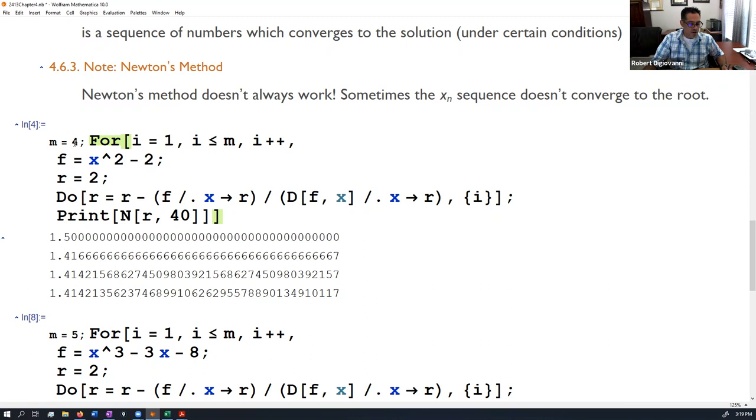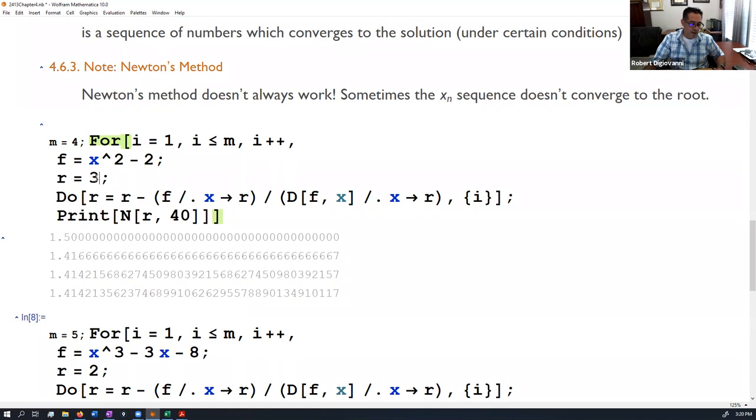So I define what the function is. This is the function x squared minus 2. And then what is r is 2? I forget what r is 2 is. Oh, this is my guess. Sorry, this is my guess. Let me start it at 3. So that's like my initial point.